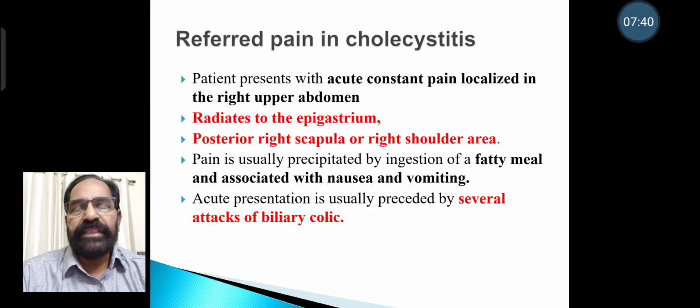Referred pain in cholecystitis. Patients present with acute constant pain localized in the right upper abdomen. It radiates to the epigastrium and also to the posterior right scapula or right shoulder area. Pain is usually precipitated by ingestion of a fatty meal and associated with nausea and vomiting. Acute presentation is usually preceded by several attacks of biliary colic.